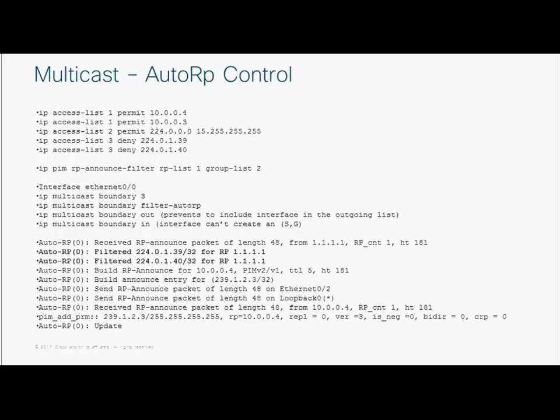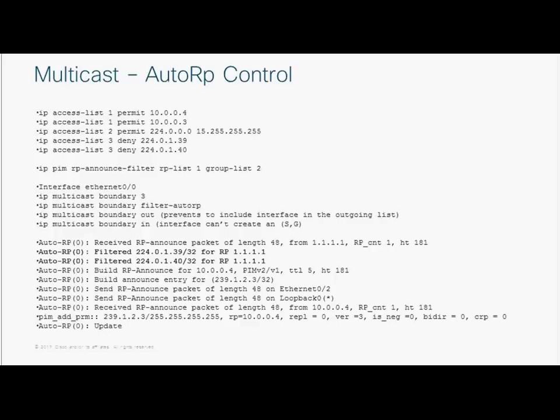Now, you can see in the second block that I'm configuring the interface, and in the interface, I'm setting multicast boundaries. When I say multicast boundary 3, what I'm saying is that I don't want to distribute the packets for auto RP, which are 224.0.1.39 and 40, out of that interface.